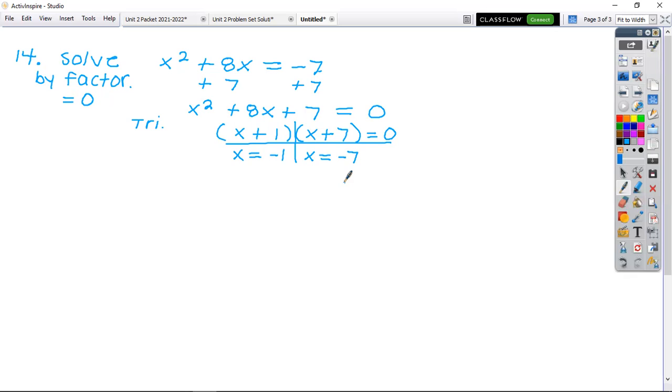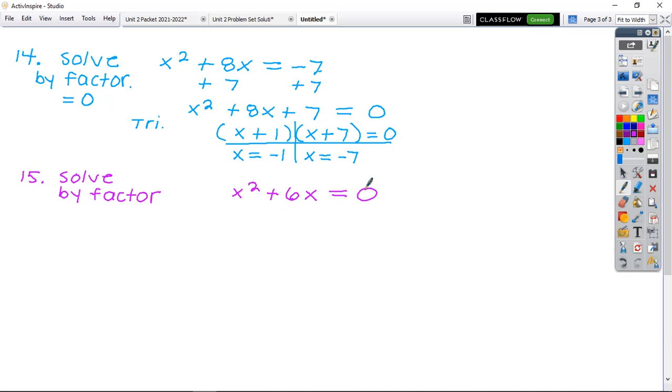I'm going to give you one more quick solve by factoring and one completing the square. How about that? Again, I just want to give you one of each. So solve by factoring. This one will be quicker. And I want to go x squared plus 6x equals 0.